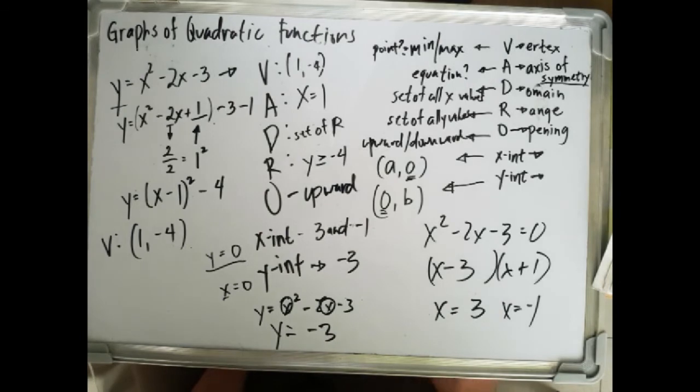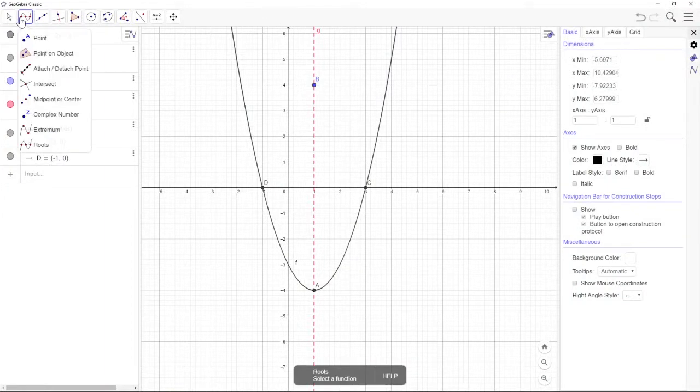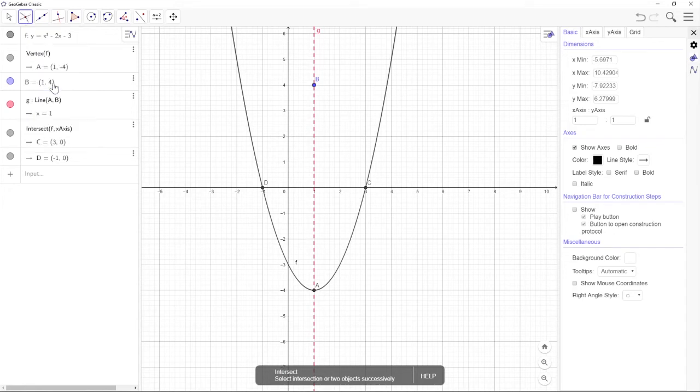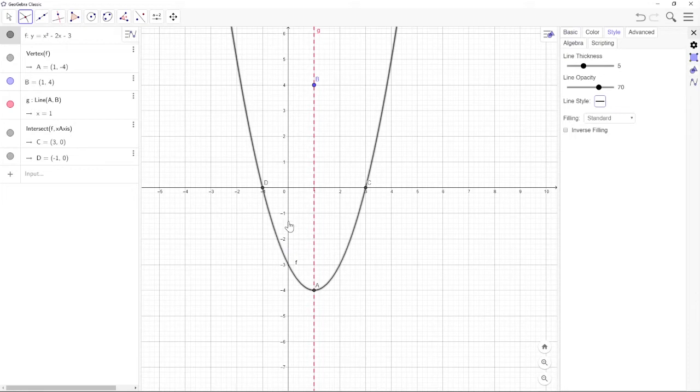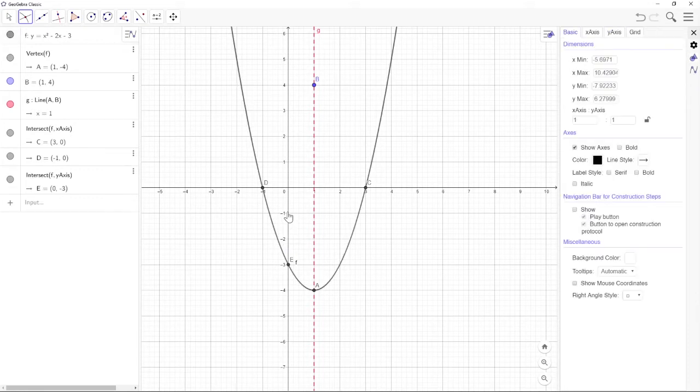Okay, so how will you find negative 3 sa Geogebra natin? Dito lang din siya. Click natin, so we have intercept. Click natin ito, the graph itself, and click natin si y-axis. There you go. You have point E. So this is your y-intercept. We have negative 3. So correct? Okay, pinakita lang natin using Geogebra how you find the properties.